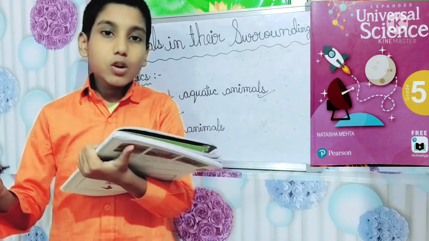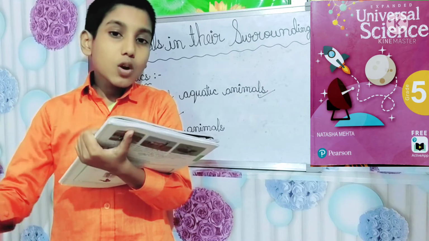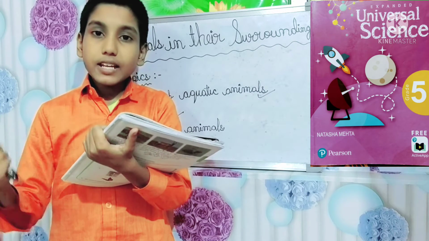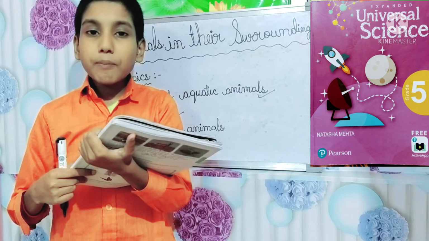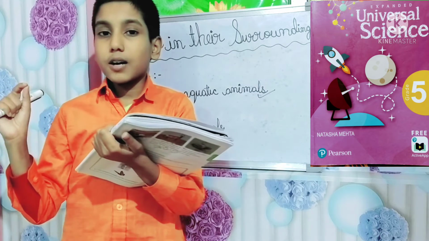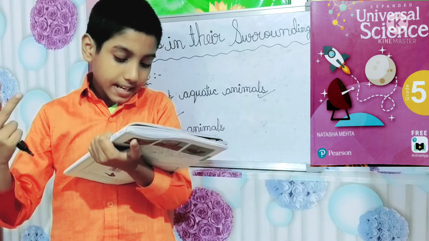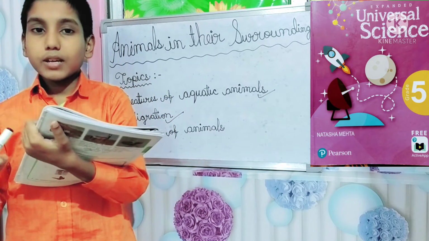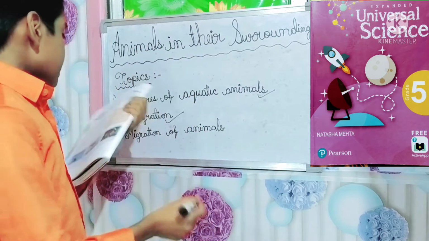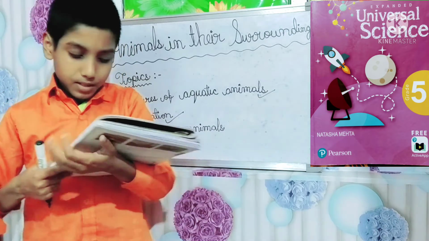Means the birds that live in cold regions migrate to warmer places in winter. Means to escape this cold weather, the cold climate, the cold region, they come back to warmer places in winter. The Siberian crane flies thousands of kilometers to reach India. As we know that it lives in cold regions, so it flies thousands of kilometers to reach India, in warmer places, you can say. So now let's come to this topic, migration of animals.